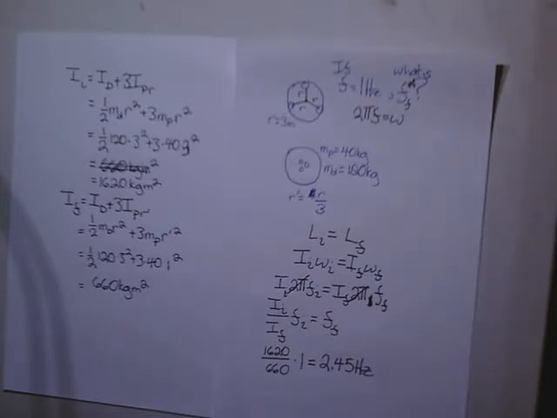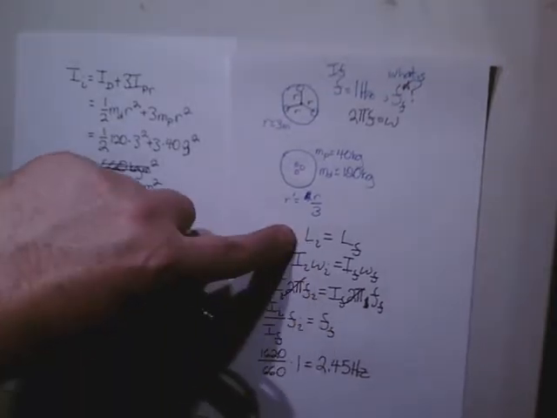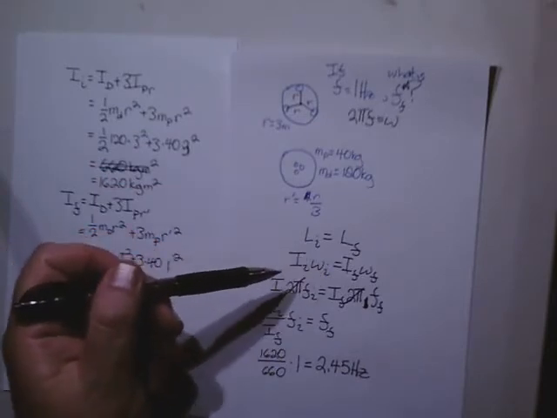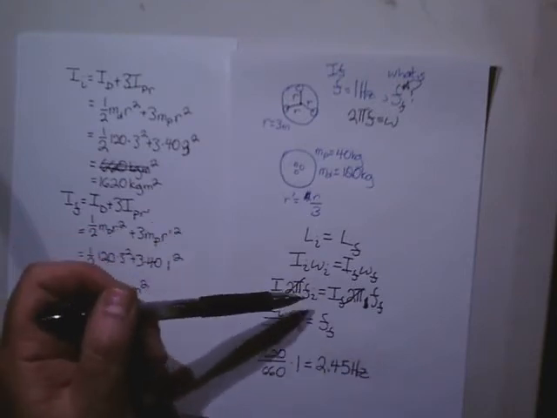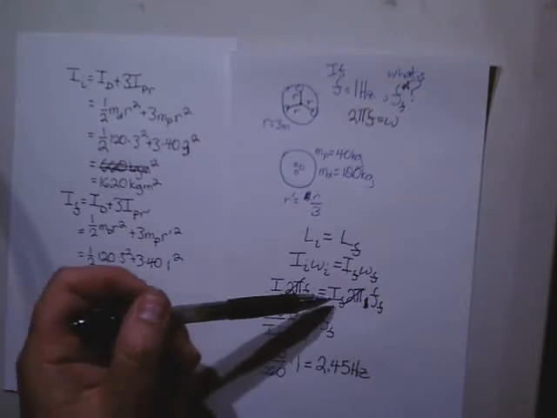Which equation? This one? Well, it started first from conservation of angular momentum. And then I said, well, what's angular momentum? I omega. And then what's omega? 2 pi f.